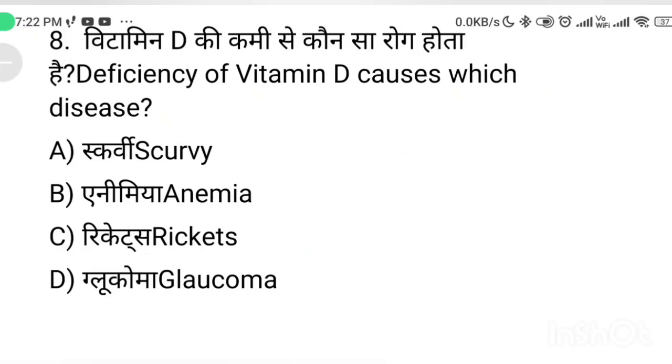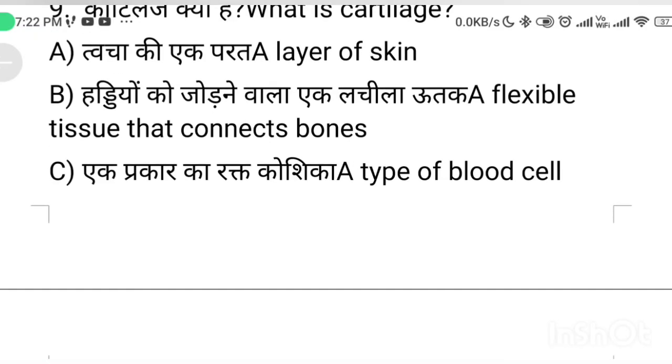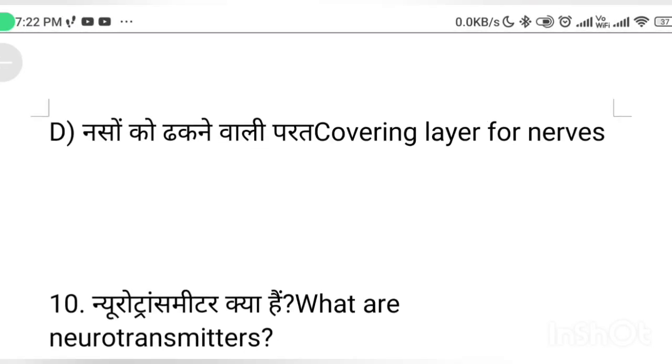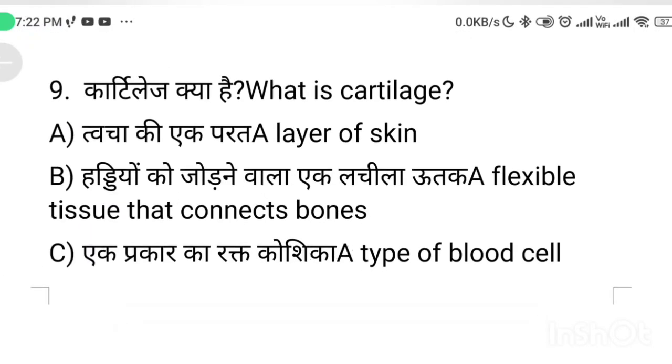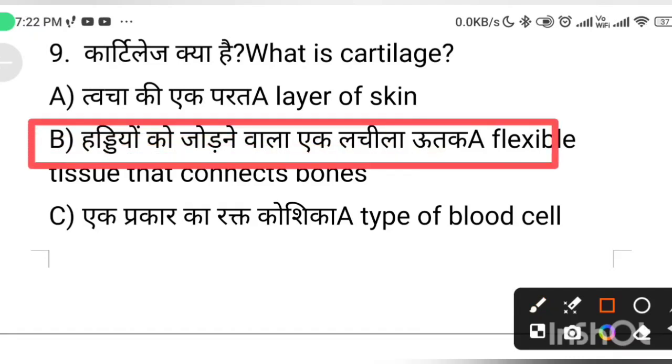Next question. What is cartilage? Option A, layer of skin. Option B, a flexible tissue that connects bones. Option C, a type of blood cell. Option D, covering layer for nerves. Correct answer is option B, a flexible tissue that connects bones. Cartilage is a strong, flexible connective tissue that protects joints and bones.